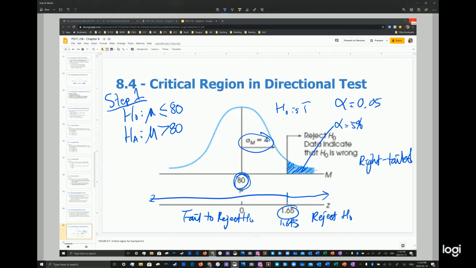So that's what it looks like for a directional test. If it was the opposite, then alpha would be on this side in a left tail test. And the hypotheses would change. The alternative then would be less than 80. And the null here would be greater than or equal to 80 if it was for a left tail test like that.